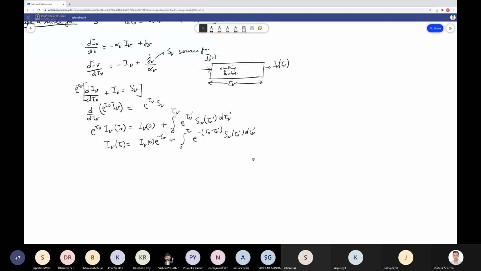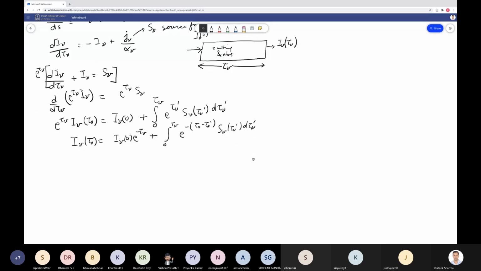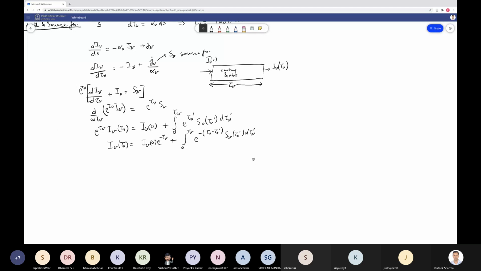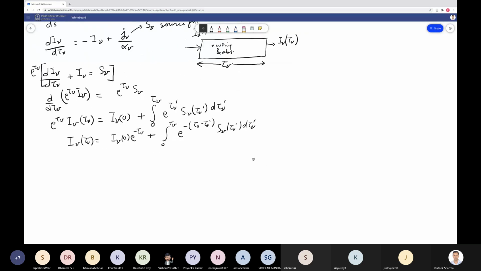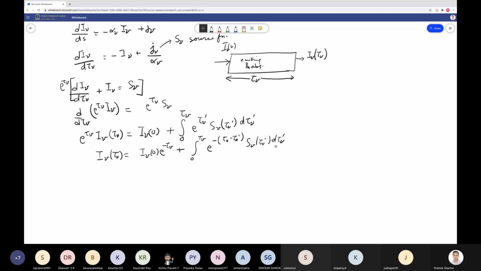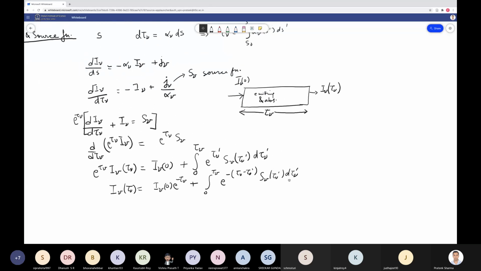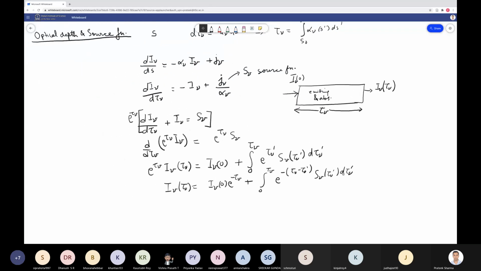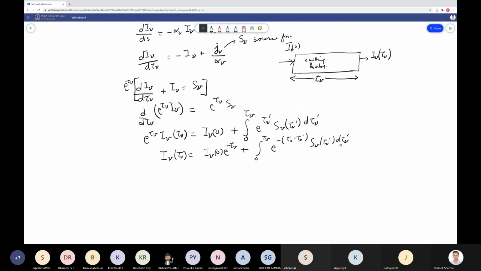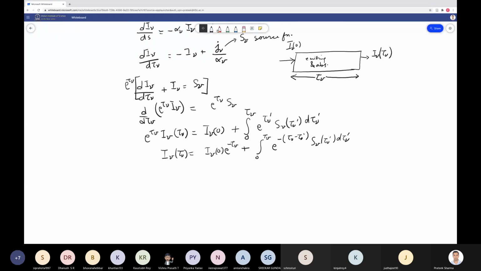The second term comes because of the emission from the medium. Okay, let's see then how we think about it.